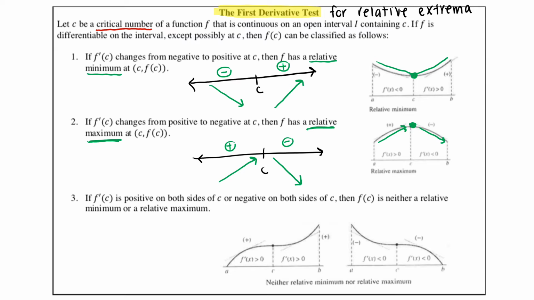And then finally, the third one just says if f prime of c is positive on both sides or negative on both sides, so that means something like this happens. You test and you get positive, positive, or negative, negative. Then looking at these 2 graph examples, it says f of c is neither a relative minimum nor a maximum. You have something like what you see here, where that point is not a relative extremum. So this is your first derivative test for relative extrema. We're going to be using this to extend what we did yesterday for just a couple of examples to identify a relative minimum or a relative maximum.